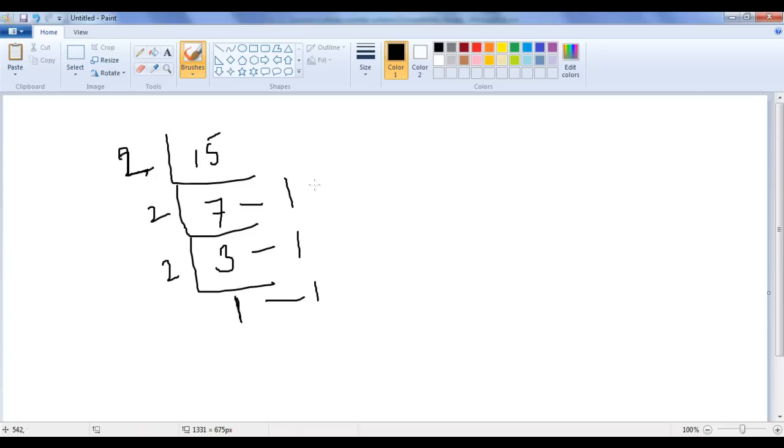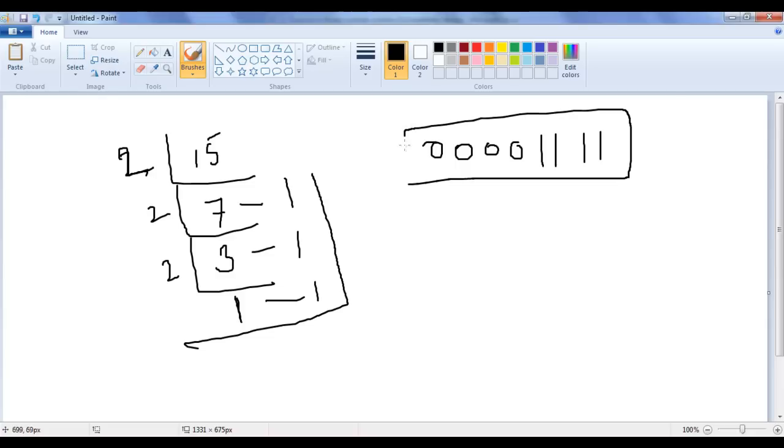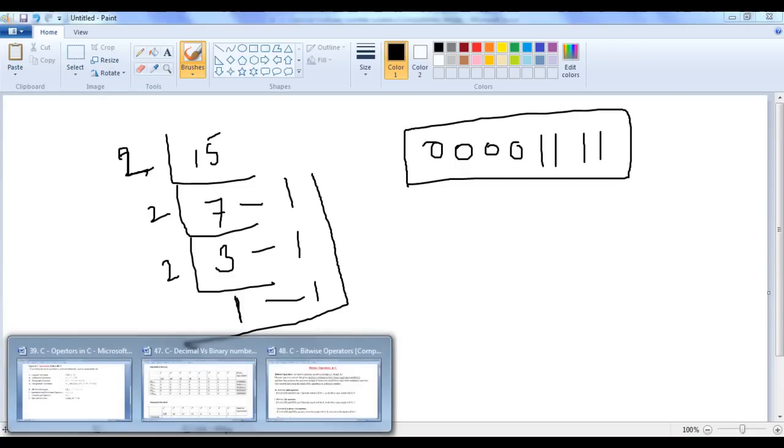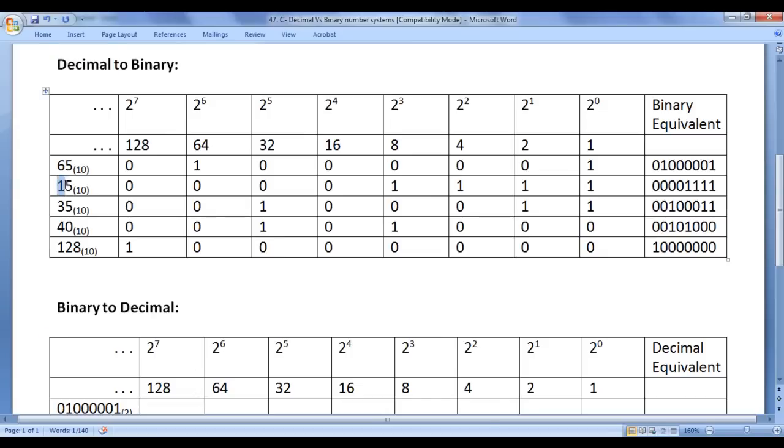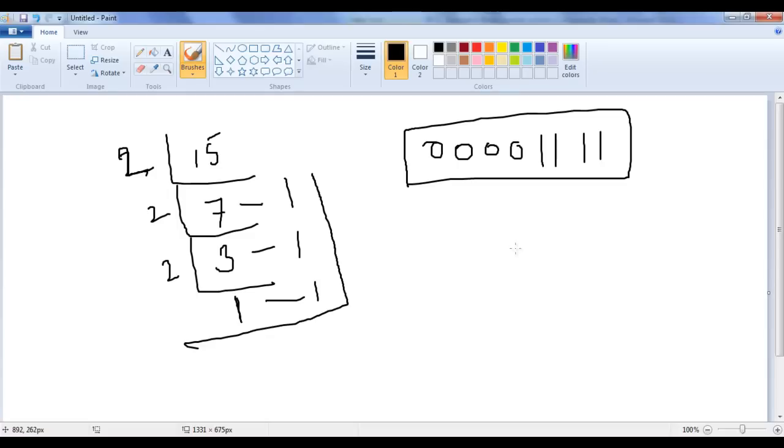And then you write down these digits from top to down, right to left, guys. We write 1, 1, 1, 1, 0, 0, 0, 0. So this indicates 15 in binary number system, guys. You can see that we have already converted 15 to binary equivalent. And what we have here, 0, 0, 0, 0, 1, 1, 1, 1. The same thing we got here, 0, 0, 0, 0, 1, 1, 1, 1, right? So this is one more way, guys.